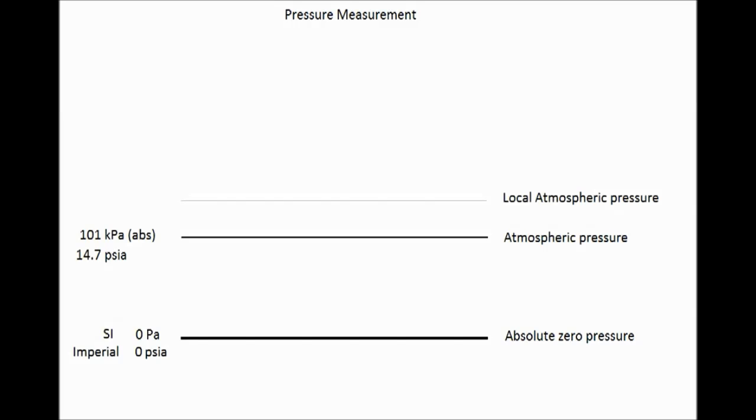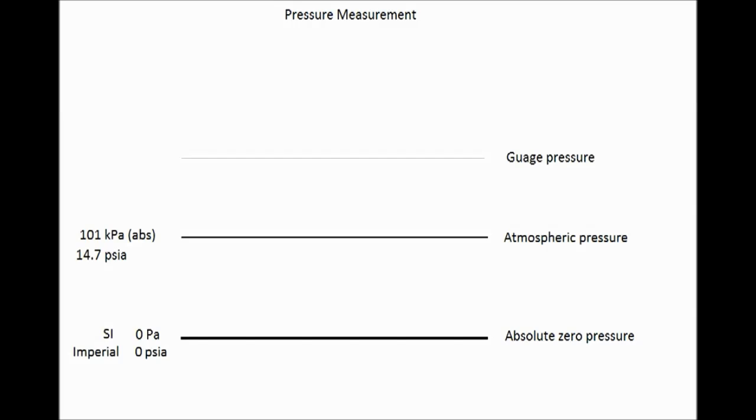Local atmospheric pressure may be different than atmospheric pressure depending on the location and where you live. If you lived in an area with a higher elevation, the local atmospheric pressure would be less than 14.7 psi.